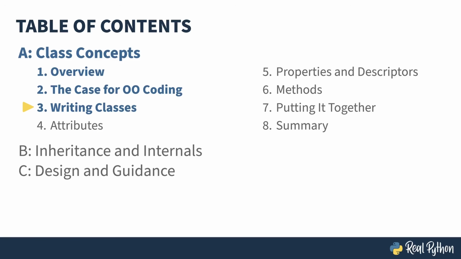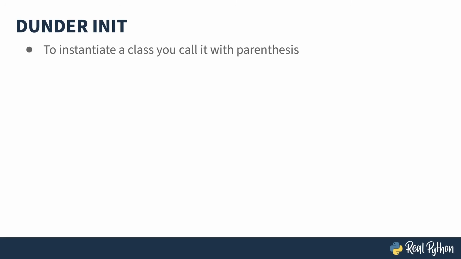In the previous lesson, I explained why you might want to write object-oriented code. In this lesson, I'll introduce you to how to do just that in Python. You saw the POSIX path class and how to instantiate it into an object in the lesson prior to this. That instantiation process is done by calling the class with parentheses.